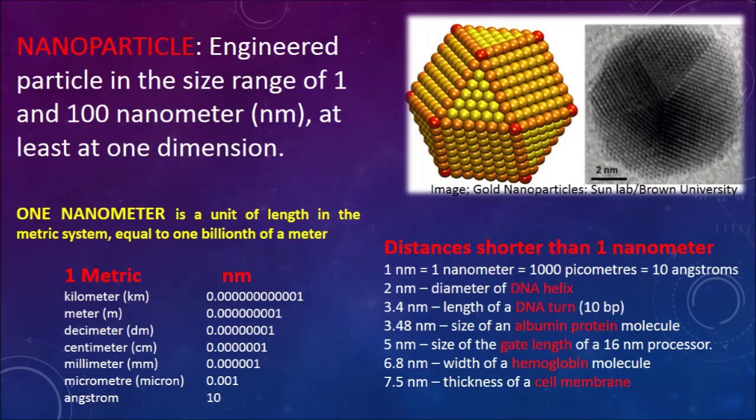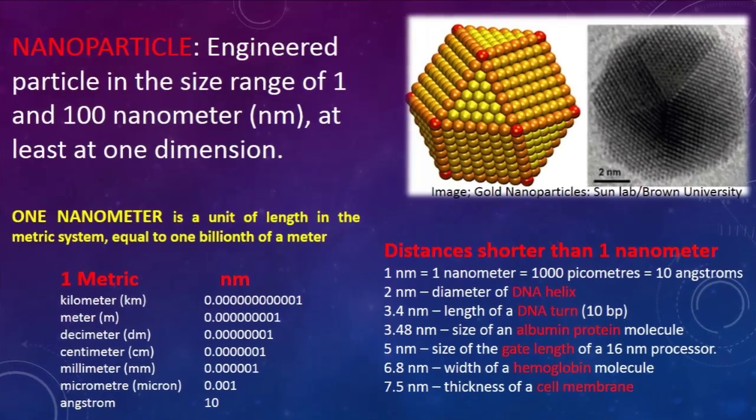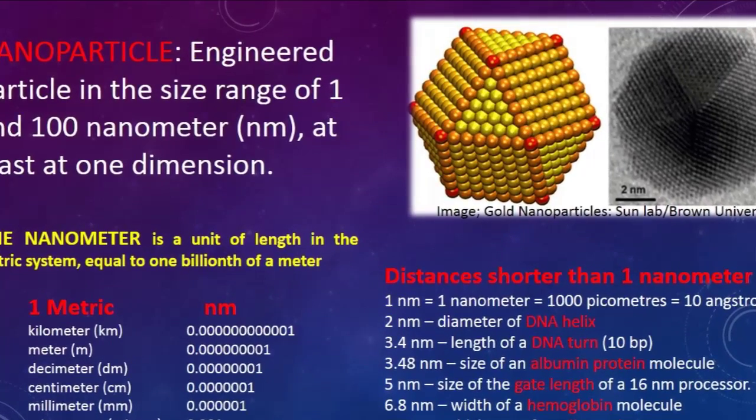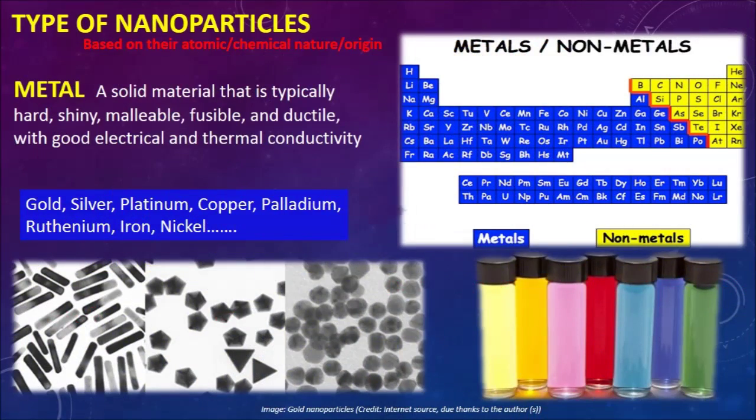And to compare, you can also see that the molecules in our body or around us are present at the nanometer scale, like the DNA helix, which is 2 nanometers, and the DNA turn, as we all know, 3.4 nanometers. Similarly, albumin proteins, several globulins, cell membranes and membrane protein structures are in the nanometer range.